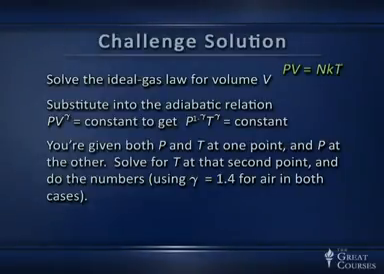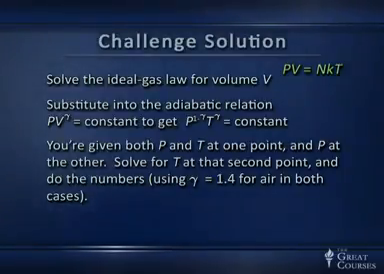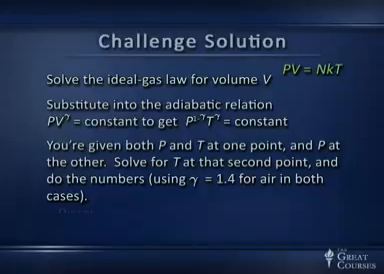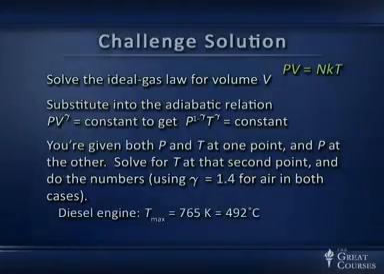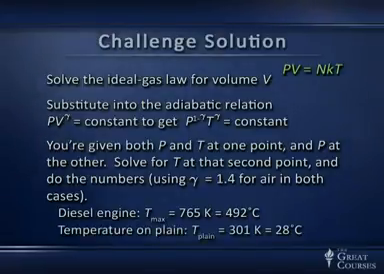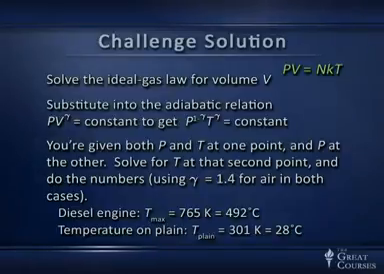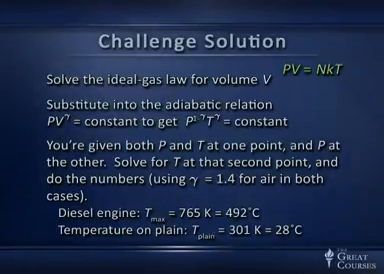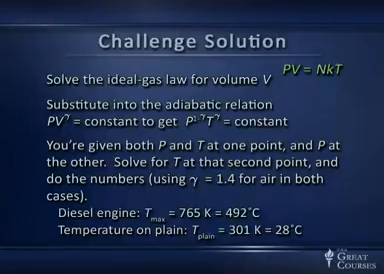In both cases, we're dealing with air, and air has this adiabatic exponent gamma of 1.4. You do it for the diesel engine, you find a maximum temperature of 765 kelvins. Again, all this needs to be done in absolute temperature. That's about 492 Celsius. You do it for the Chinook winds, and you find the temperature on the plane. Same thing is happening, adiabatic compression. It's about 301 kelvins, or 28 degrees Celsius.